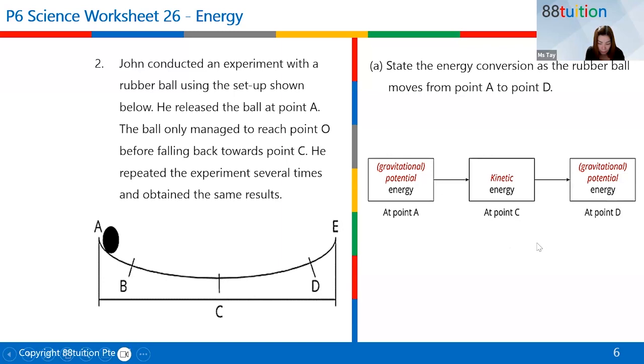Then when it goes to point D, because it only reaches point D, never ever reaches point E, it will stop here before rolling back. As it stops, this is the highest height it can reach. All right, so we have potential energy here.